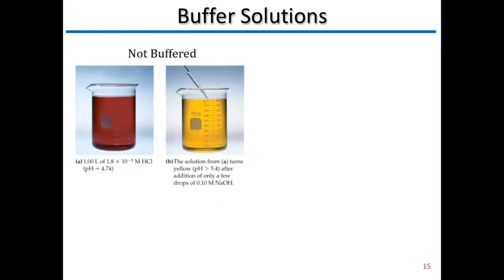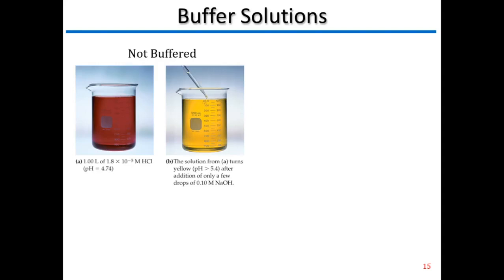Okay, so let's look at a real life example here. So here we have a solution of hydrochloric acid, relatively dilute. So here we have 1.8 times 10 to the minus 5 molar solution of hydrochloric acid, and it's going to have a pH of about 4.74. So then if we take a pipette and add 0.1 molar sodium hydroxide, and here we've added some indicator that's good for this pH range, notice that we changed the actual color of the indicator. And as well, we've changed the pH. So we've gone from a pH of 4.74 to a pH of 5.4, and then our indicator has changed color as a result.